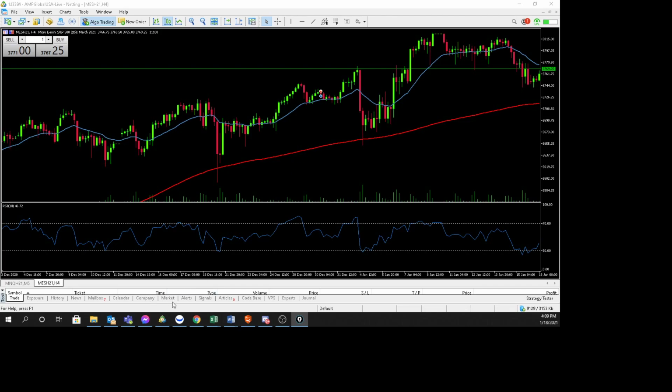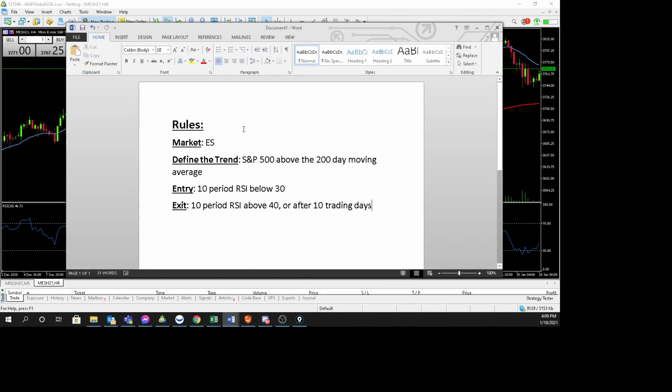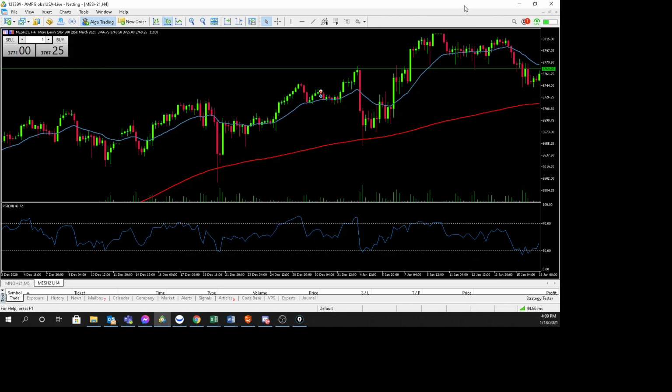This is very, very simple. Again, here are the rules. Market: ES. Define the trend: S&P 500 above the 200-day moving average. Entry: using the 10-period RSI, it needs to be below 30. The exit is also using the 10-period RSI, and it needs to be above 40, or after 10 trading days, you take the trade off. So very simple rules, very straight to the point.